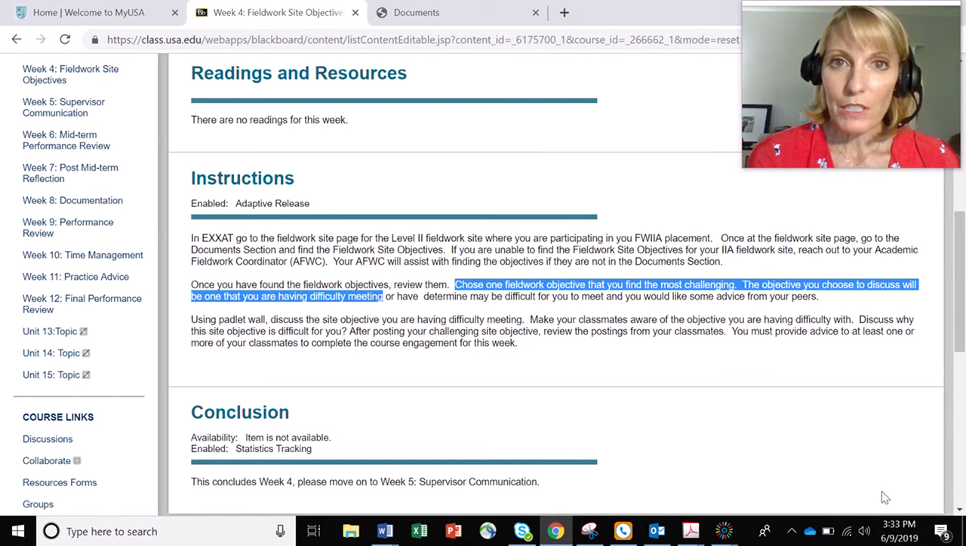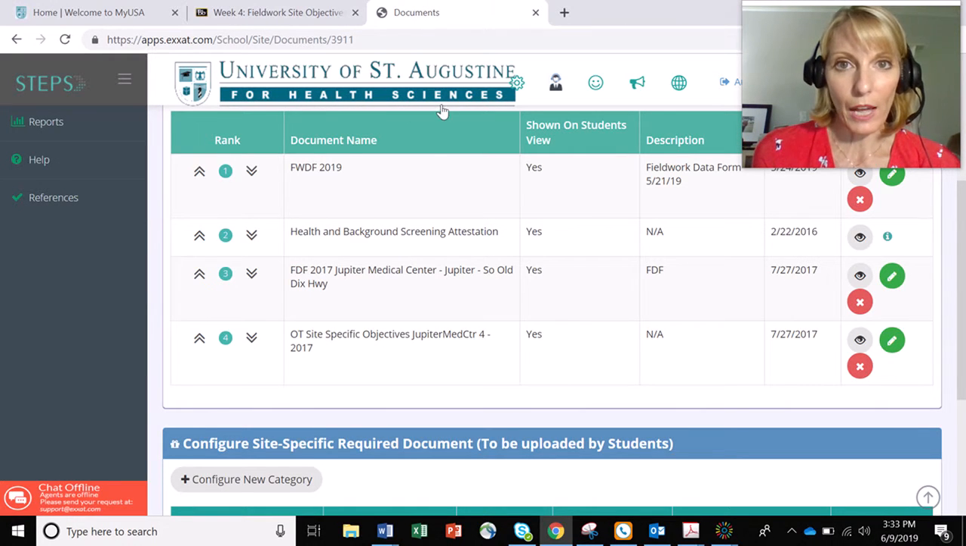There's a few differences between fieldwork sites on what these look like. So I'm going to show you an example. You'll first navigate into Exact and you'll search your site and you'll look at the required documents. When you go into the required documents, you will see that the site-specific objectives should be listed here. If for some reason your site doesn't have site-specific objectives listed, you need to reach out to me right away.